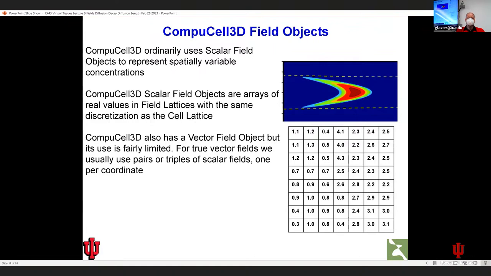In CompuCell, the resolution of the chemical field grid is the same as that for the cell lattice. That makes computation a little bit easier. It also means that the chemical field lattices are pretty big compared to some other methods. You can also define vector fields in CompuCell. We rarely use those. It would probably be interesting to use them more. But you could define a number pair at each site in the space, or triple, to define a vector as well.